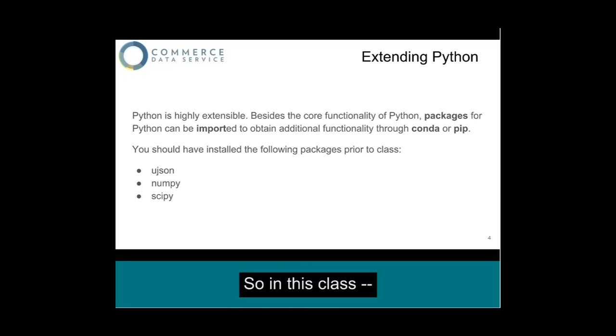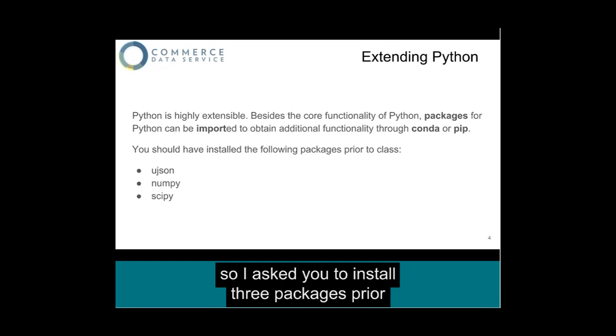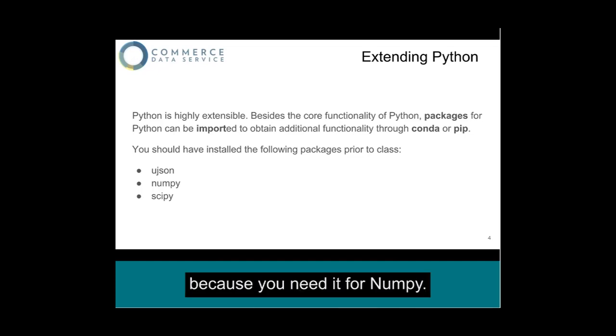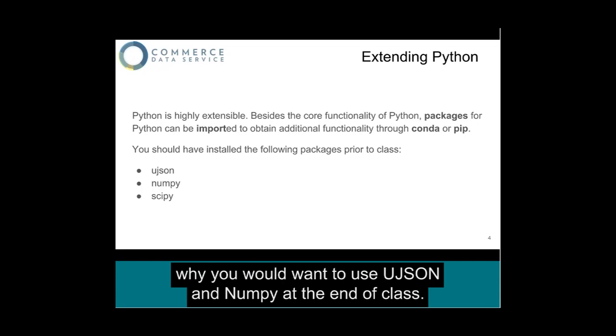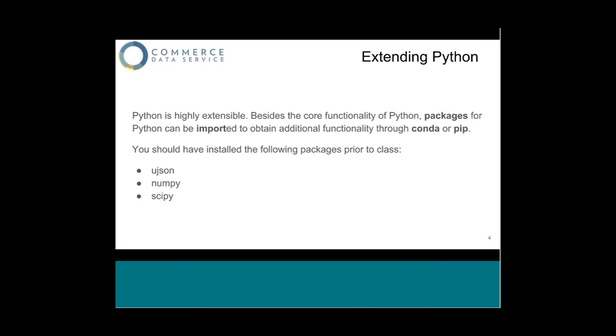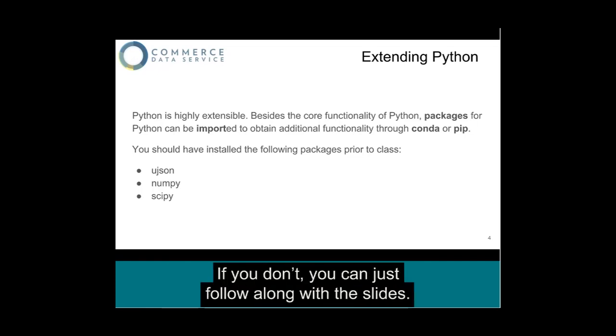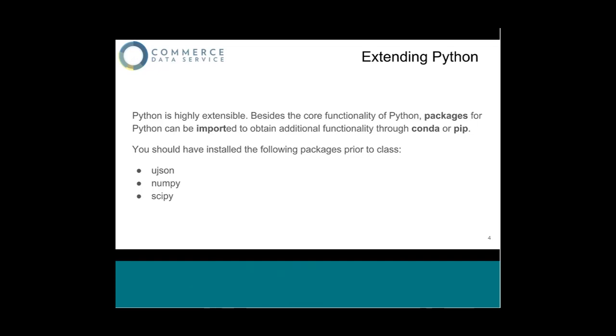So in this class, I asked you to install 3 packages prior to this, and it's UJSON, NumPy, and SciPy. SciPy just comes along for the ride because you need it for NumPy. We're going to cover why you would want to use UJSON and NumPy at the end of class. So if you have those installed, that would be beneficial. If you don't, you can just follow along with the slides.